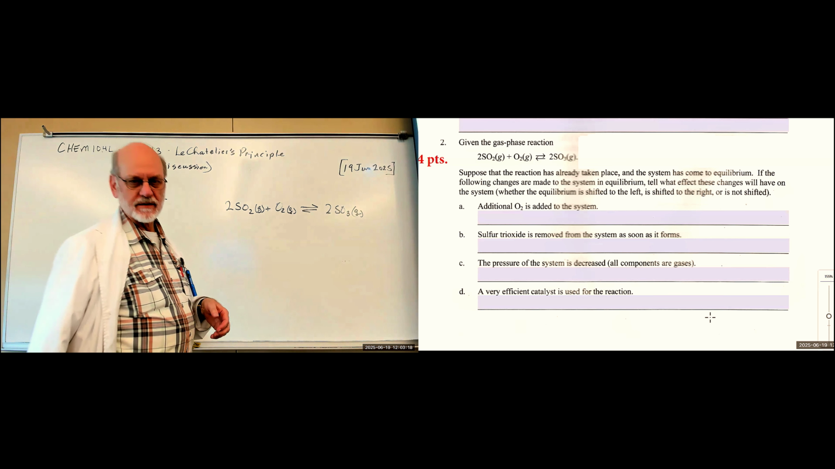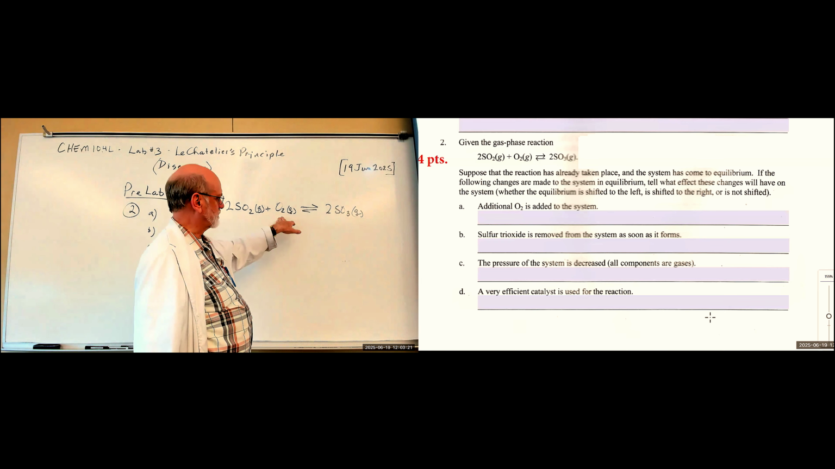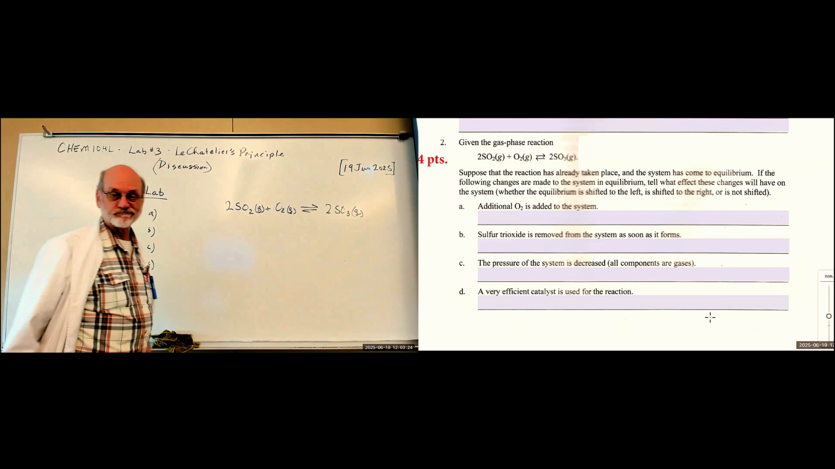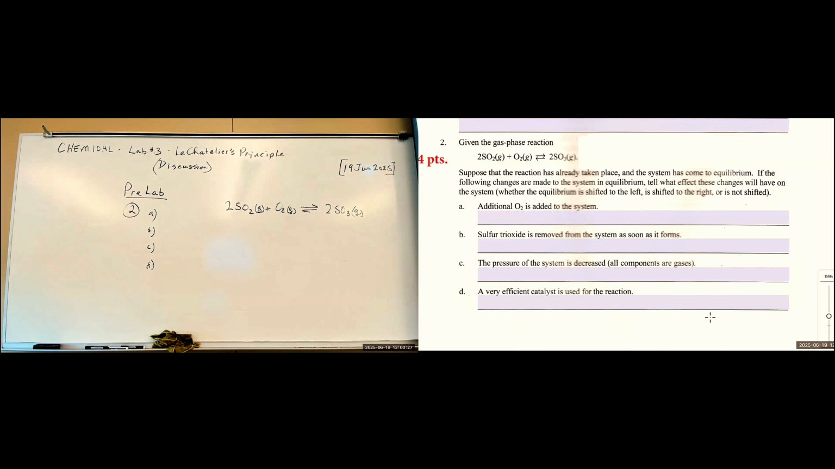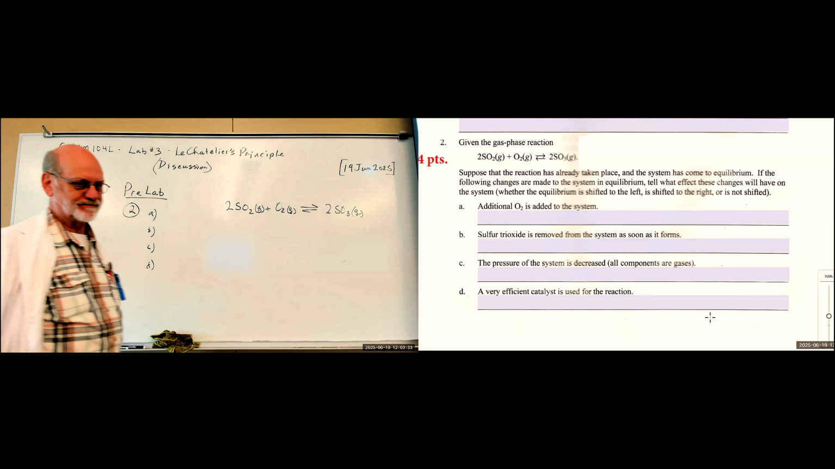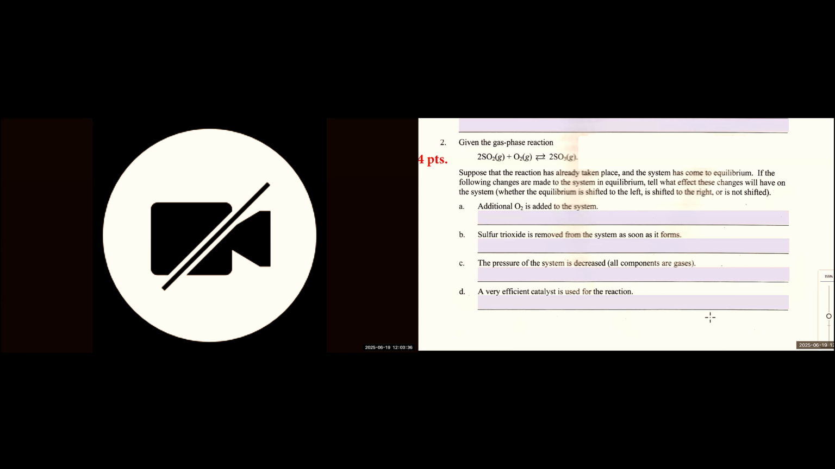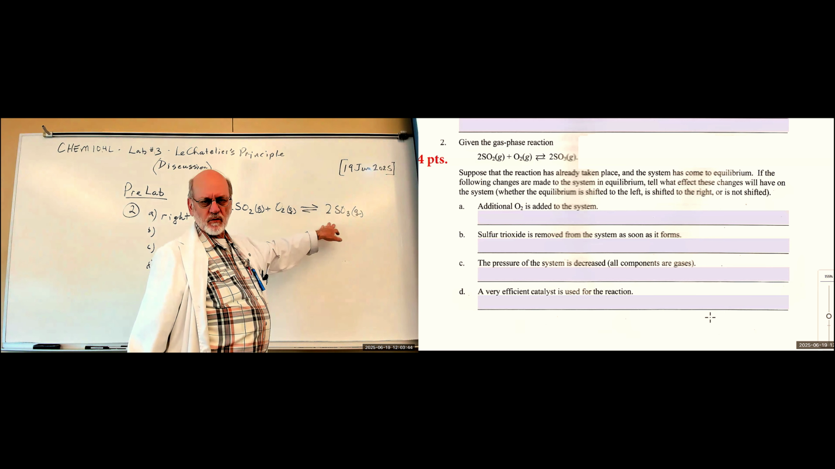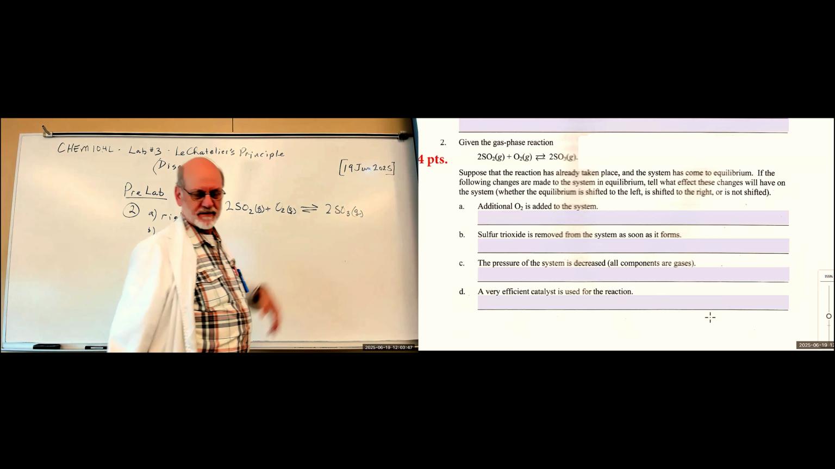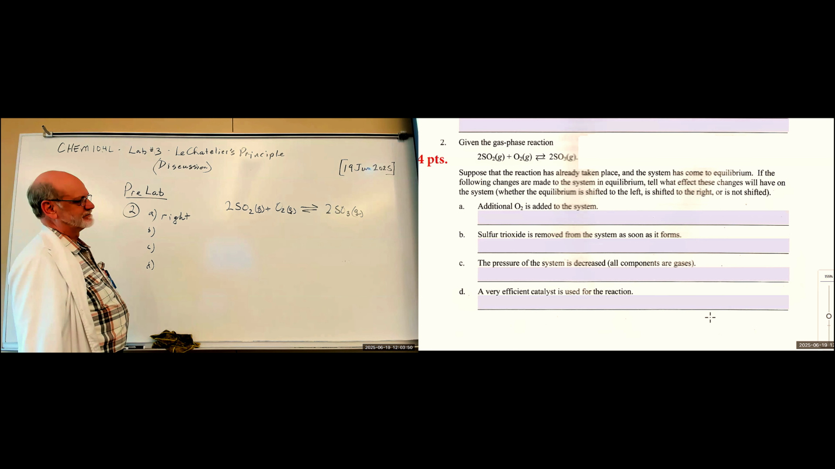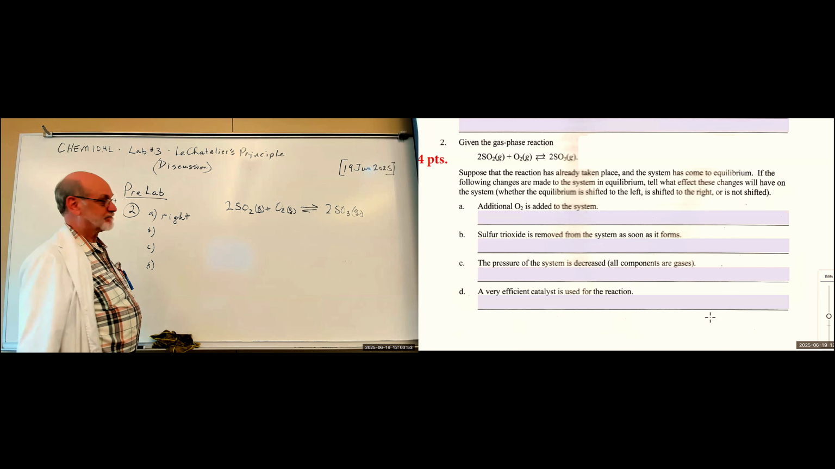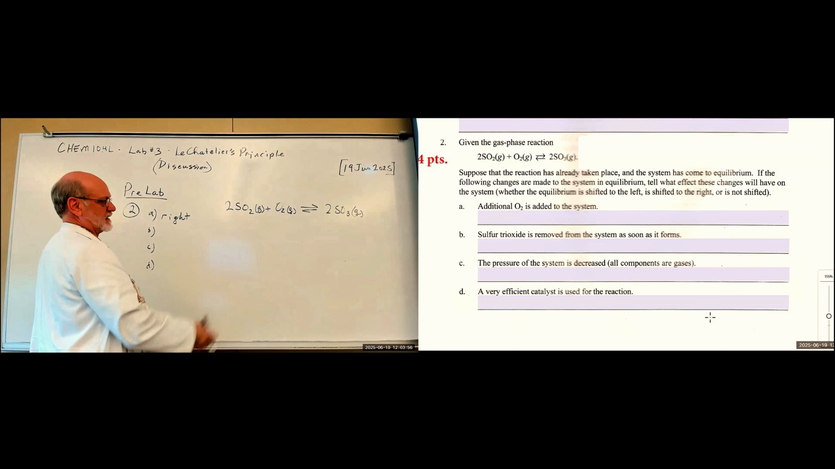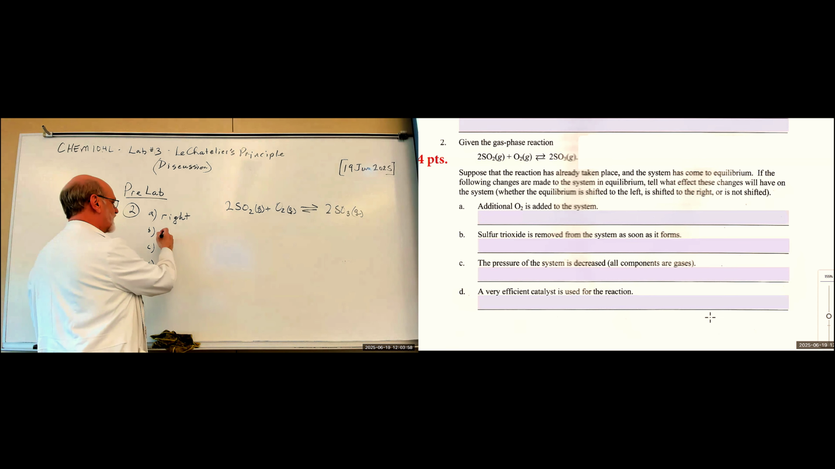Add oxygen to the system. What's going to happen? It'll shift right. Yeah, correct. Okay. How about B? Sulfur trioxide is removed from the system as it forms. Same effect, right? Removing a product has the same effect as adding a reactant.